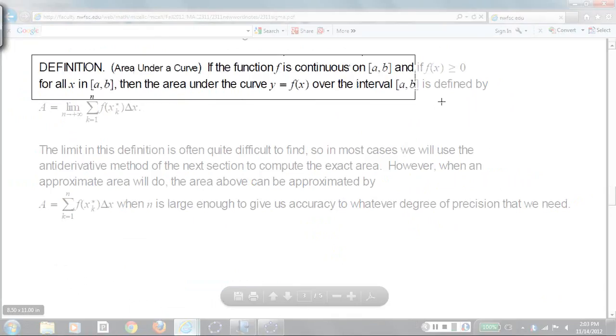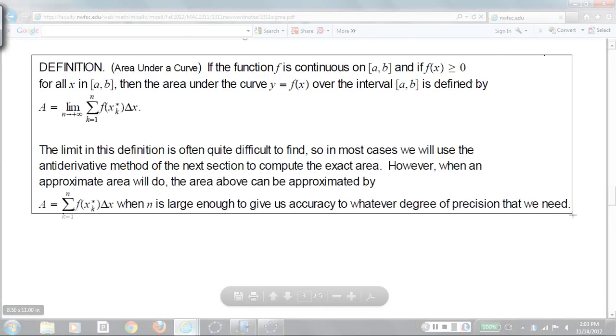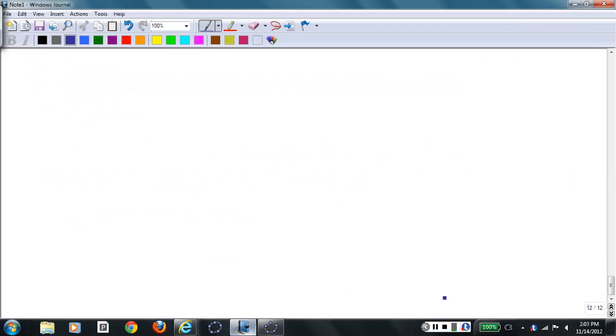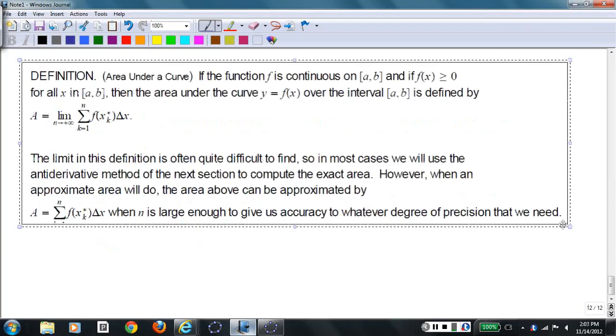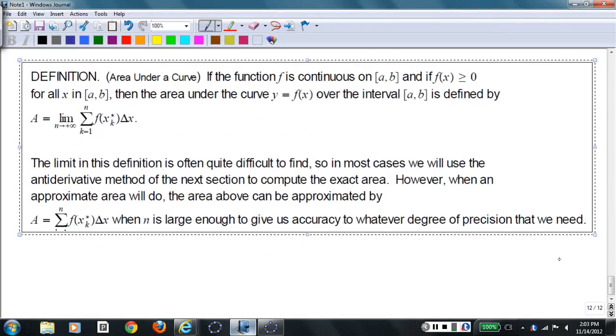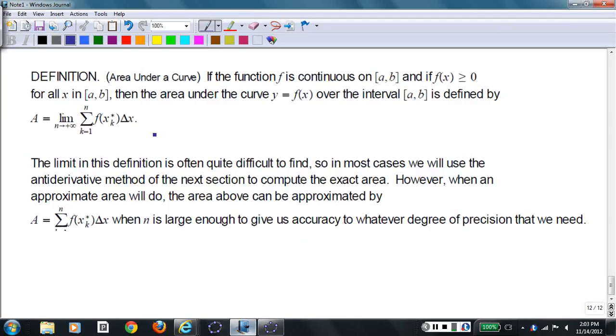We're going to define the area under the curve as the limit of this expression that we just wrote down there as n approaches positive infinity. Basically take the limit as n approaches infinity, and that's going to be the area. So we would do this in such a way, choose n large enough to give us the amount of precision that we're looking for.